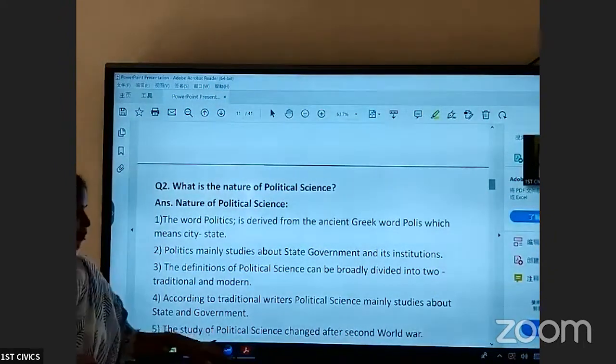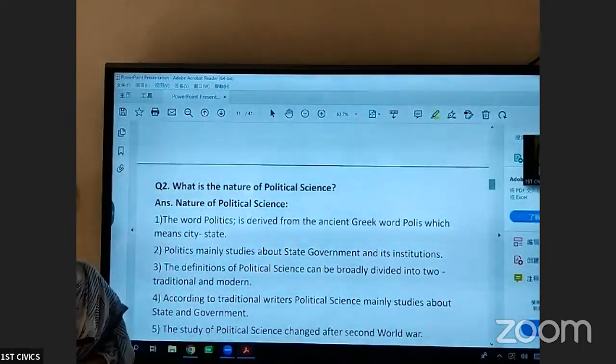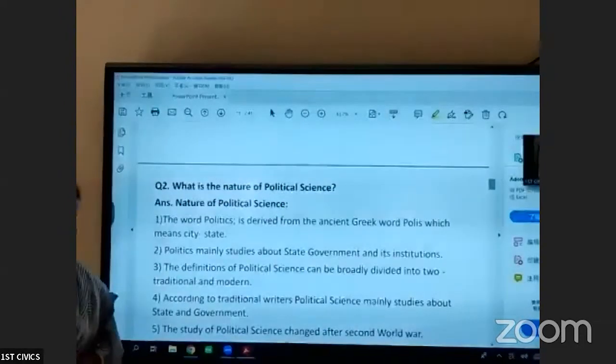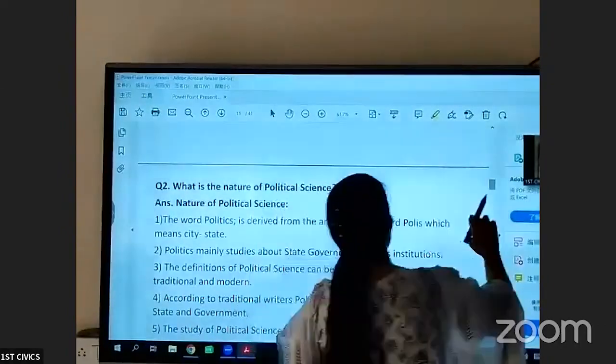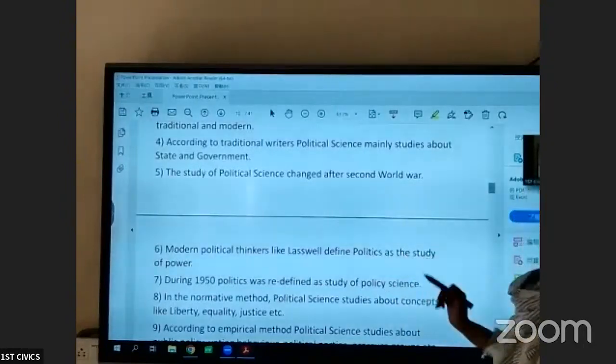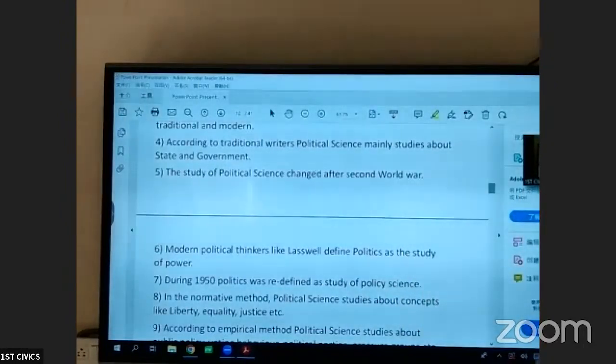The study of political science changed after the Second World War. Just now we discussed that in evolution. After the Second World War, the whole study has changed. So according to modern political writers like Laswell, it is the study of power, how power is gained and retained.